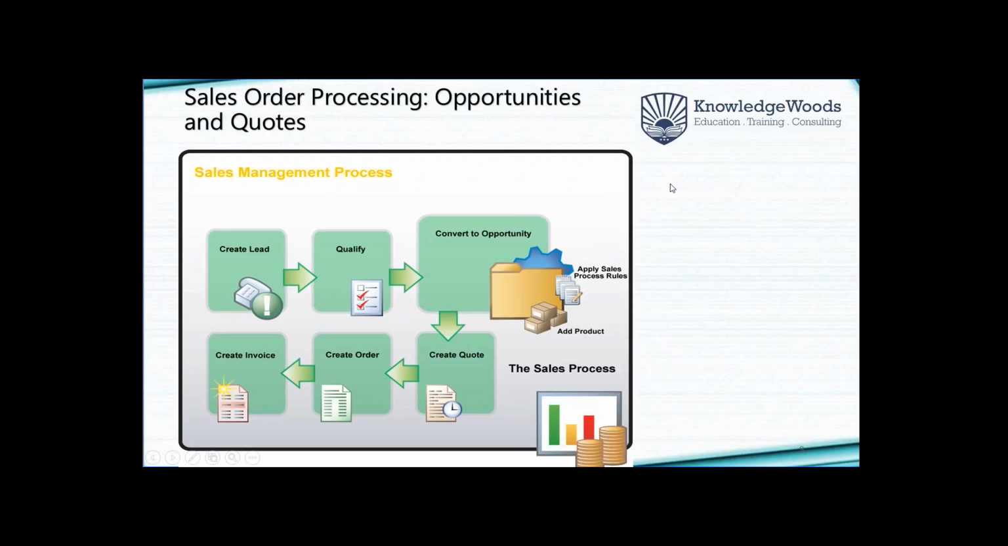So next is sales order processing. With the help of products, if you're attaching the product to an opportunity and using the product catalog, you can create quotes. This process can be automated. If a quote is won, then you can create orders, and at last you can create invoices.